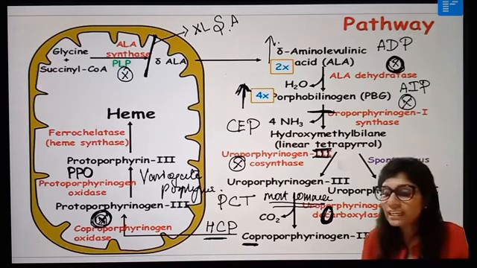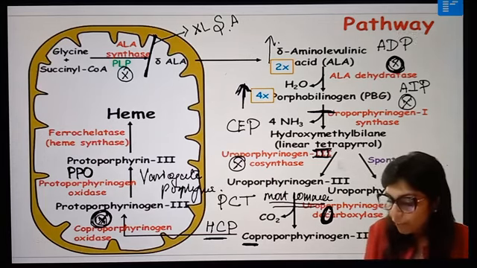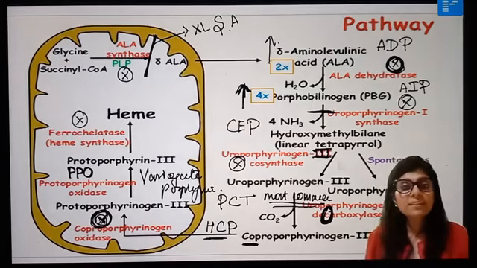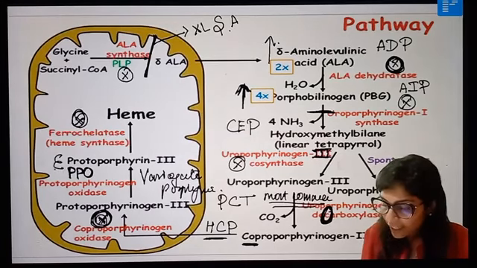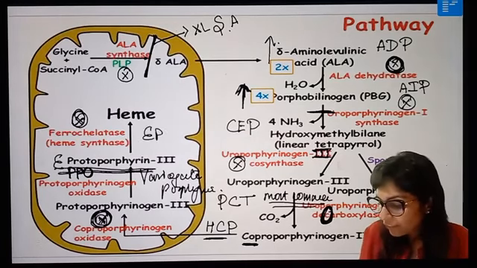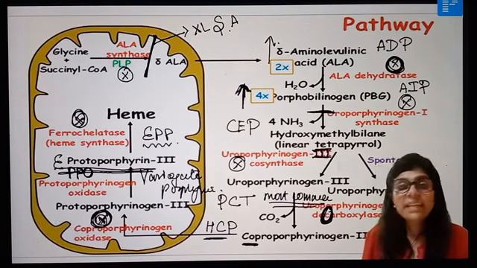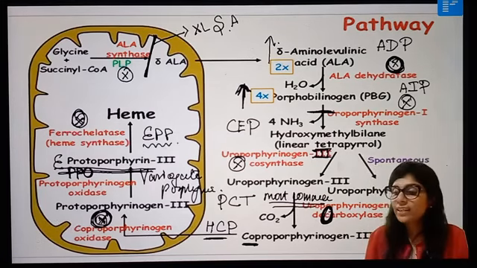Finally, ferrochelatase defect. Ferrochelatase defect causes erythropoietic protoporphyria. The last defect, ferrochelatase defect, causes erythropoietic protoporphyria.